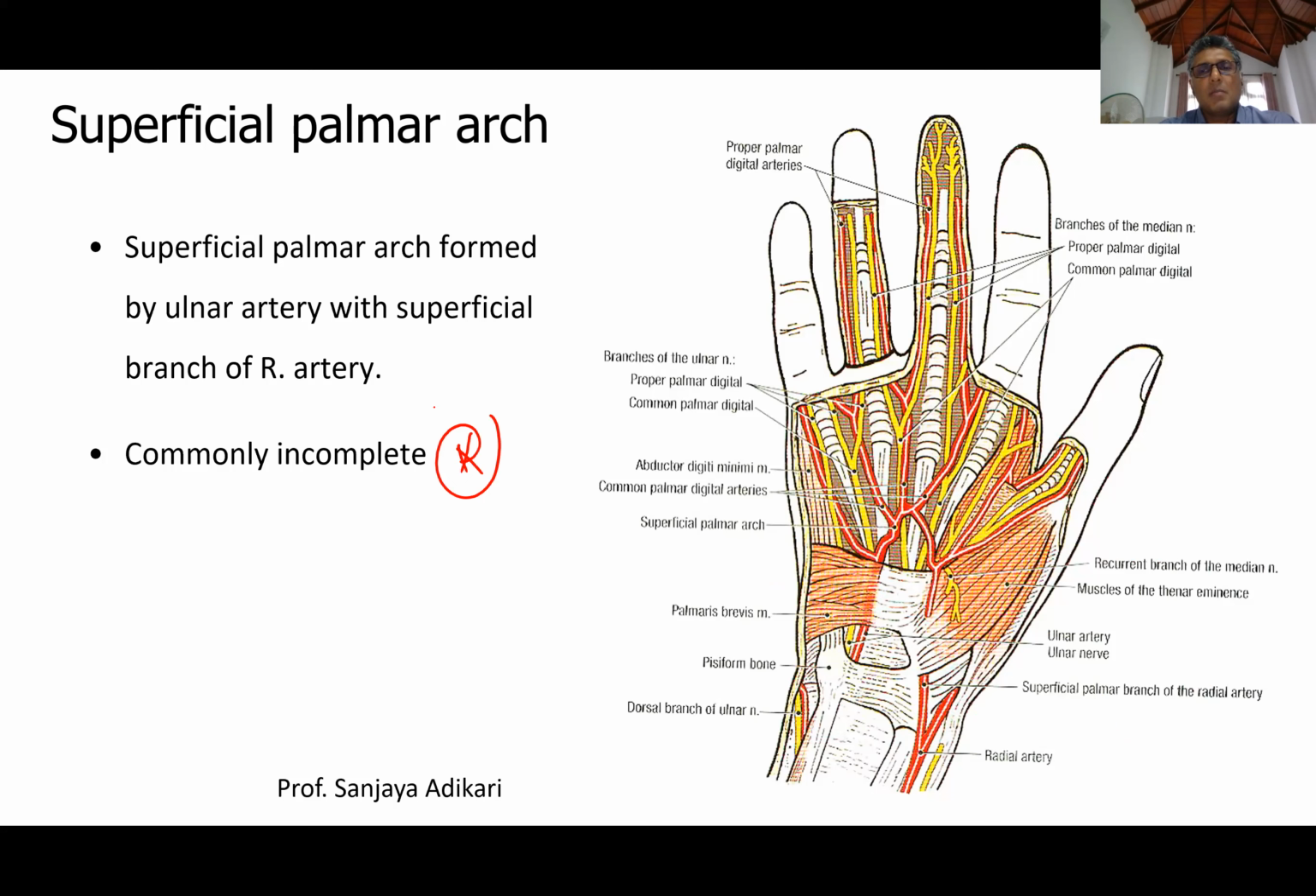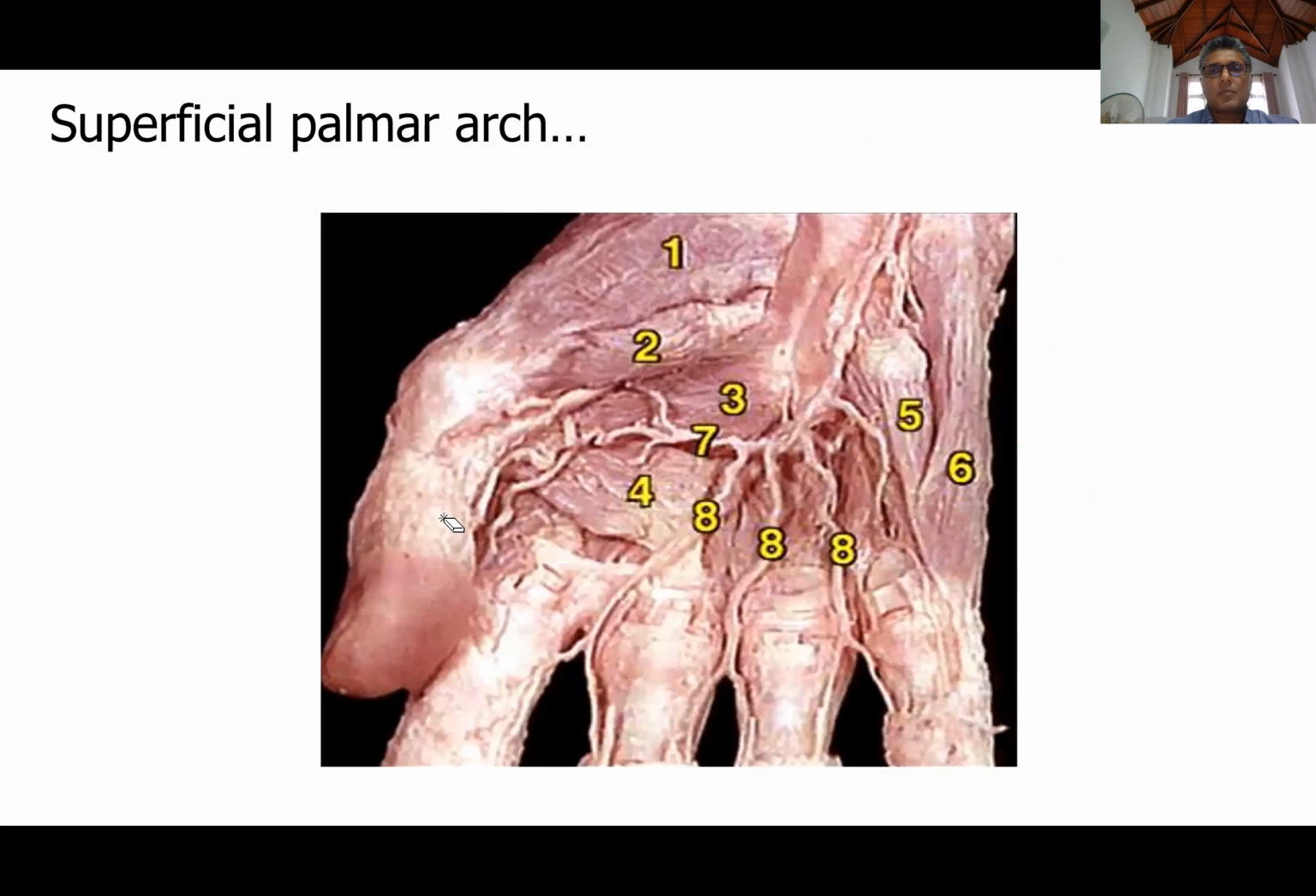Commonly this superficial palmar arch is an incomplete arch, without the superficial branch of the radial artery. So the arch is only formed by the half arch, only formed by the ulnar artery in that case. No superficial branch from the radial artery. Okay, so this is an example of a superficial palmar arch, an incomplete one. So it's only the ulnar artery that forms the superficial palmar arch in this case.